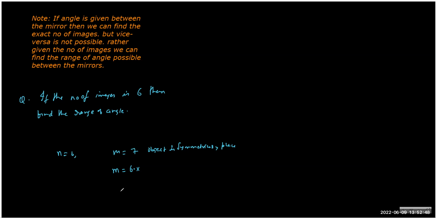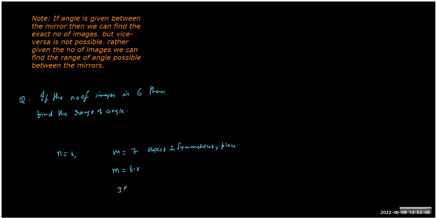Yes. Is this clear? So m must be more than 6 for sure. I mean, it cannot be exactly 6. If m is exactly 6, then it is the even number, so answer will be 5. So exact is not possible. So it will be some fraction. So it is 6 point something.